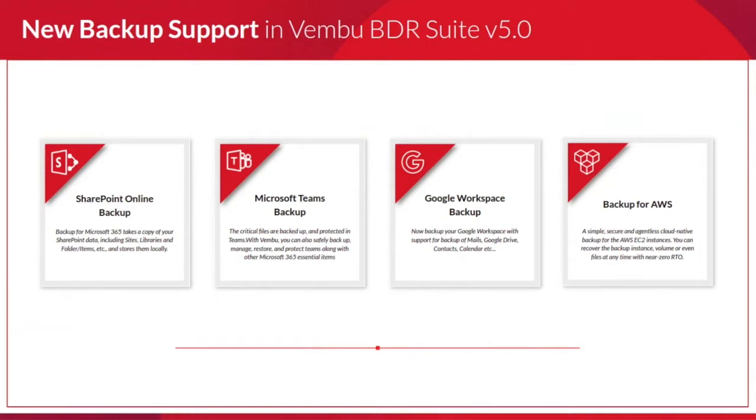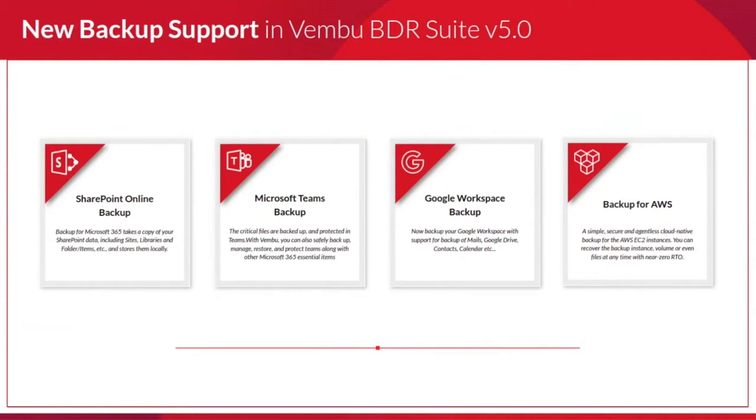And the Google Workspace Backup. Previously, the Google Workspace Backup was in beta mode, so it had very limited features and functionalities. Now it is officially released. You can use the Vembu Google Workspace Backup for production use from version 5.0. Now you can back up your mailbox, contacts, calendars, and even the files and folders from Google Drive, from the Google Workspace.